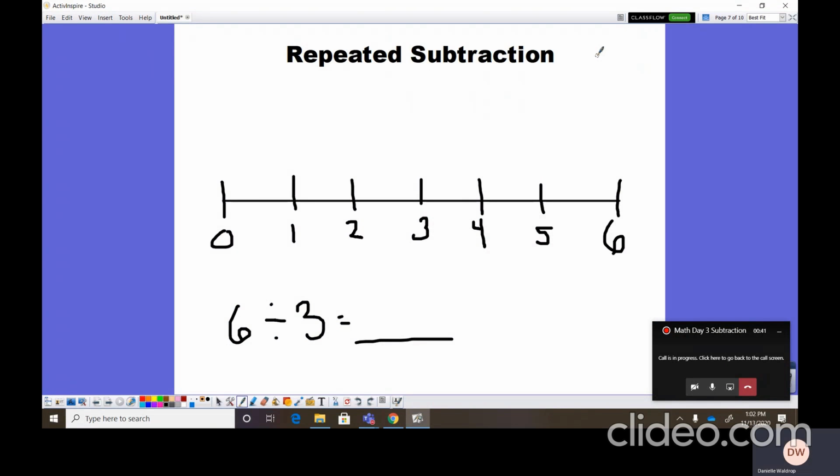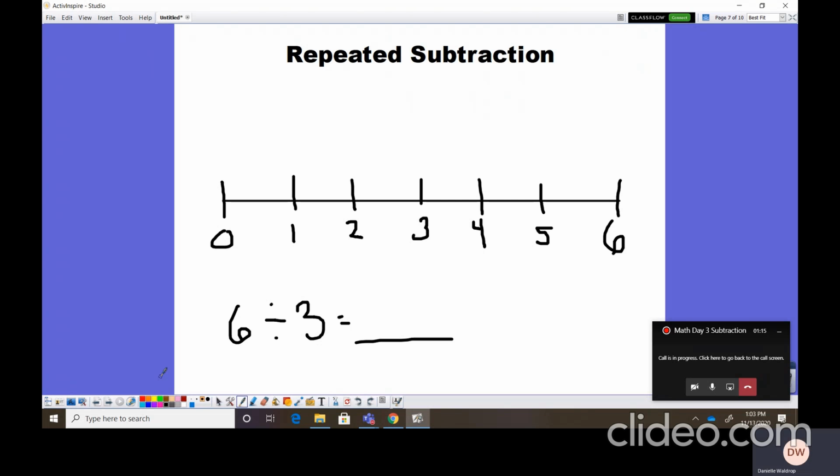So repeated subtraction is exactly like it says. You're going to continuously subtract the same number. Just like with multiplication, it's repeated addition, where you're continuously adding the same number. In division, we're going to be continuously subtracting the same number each time. You're going to be doing this sheet, Model Division as Repeated Subtraction. You're also going to be doing your subtracting sharks at the same time. Let's go ahead and do this one first.